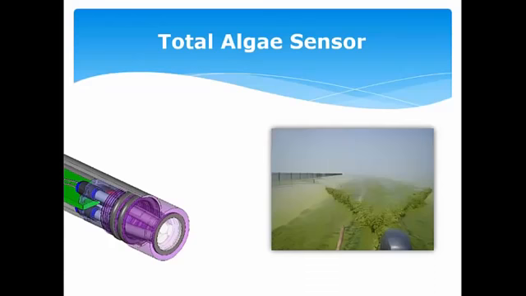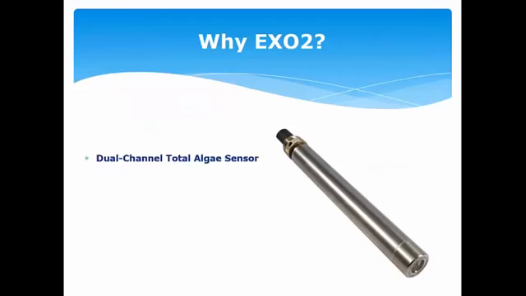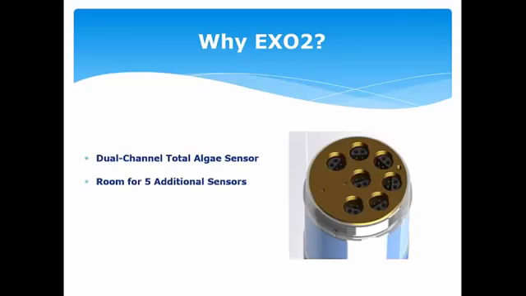Specifically on the total algae sensor, you can see a rendering of what that looks like on the left. As I mentioned, it's a dual channel sensor, and it will output data in raw fluorescence units, which is just an uncalibrated value, or you can also calibrate to micrograms per liter. That's with the blue-green algae and the chlorophyll. A few reasons why the EXO2 was chosen for this network: it has the dual channel total algae sensor, as I mentioned. There's also room for 5 additional sensors, which basically allows you to measure many other variables besides algae.